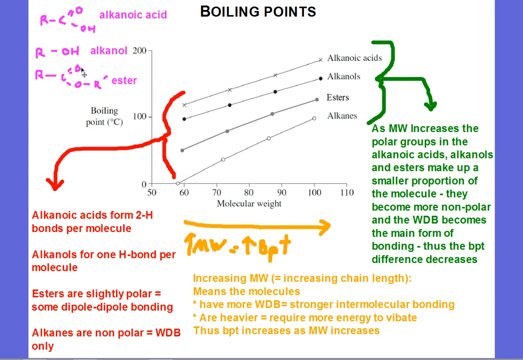And because it's slightly polar, they've got some dipole-dipole bonding. Therefore, esters' boiling points are below alkanols, but they're higher than alkanes because alkanes are non-polar. They only have weak dispersion bonding.